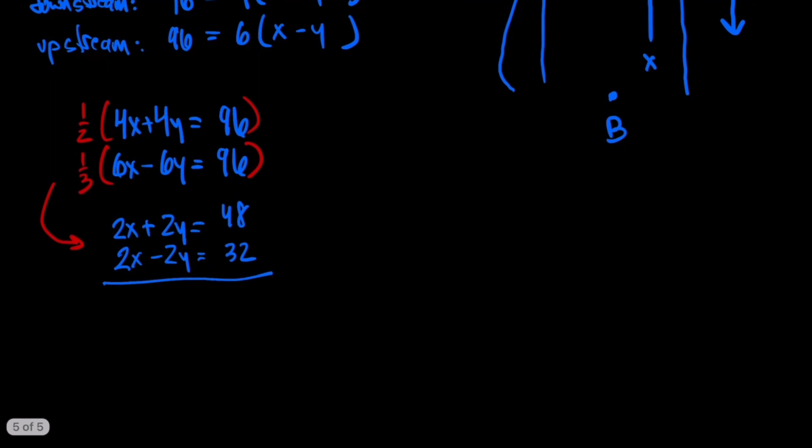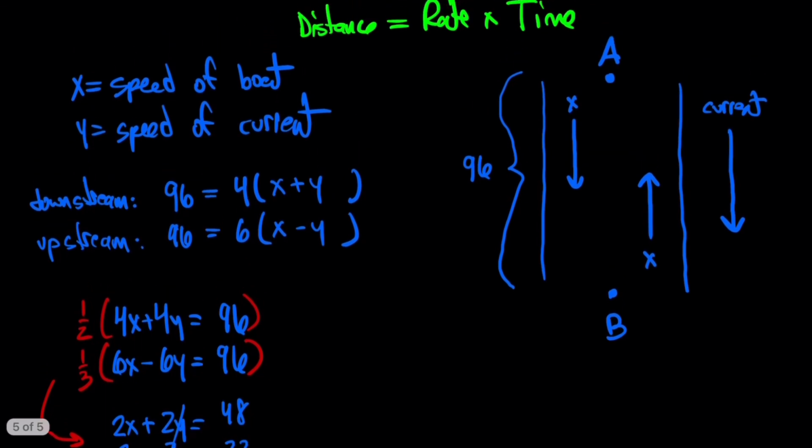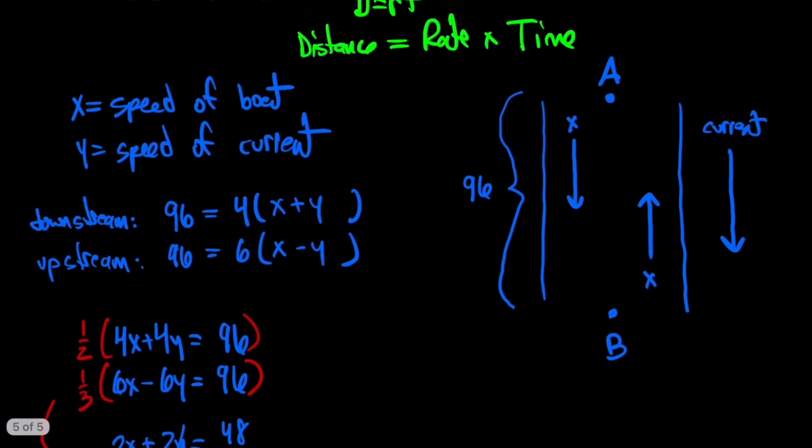Okay, so obviously now the y's cancel. I get 4x equals, what is that, 80? So x equals 20. So that's the speed of the boat, 20 mph.